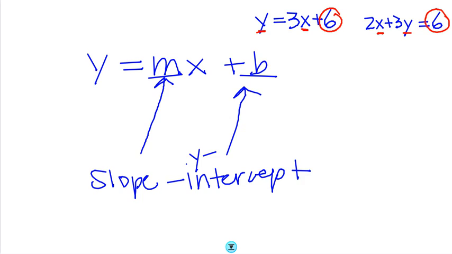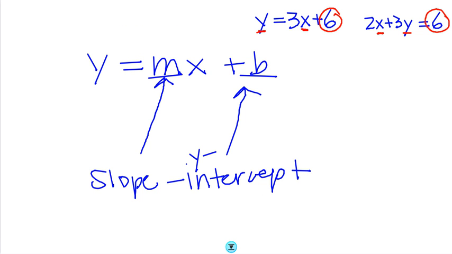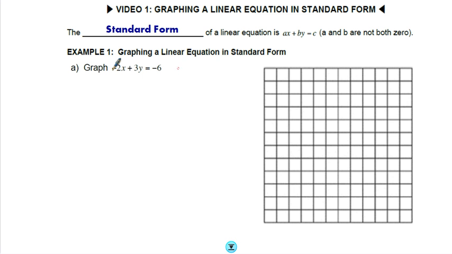Now, let's go back to example 1. It says graph negative 2x plus 3y equals negative 6. There are actually 2 ways to do it. One is something we've already done. Let me go back. One thing we've done, and please do not write this. Don't write this. You can take notes for extra credit. Make sure you write it on a separate paper and staple it to the notes, okay?